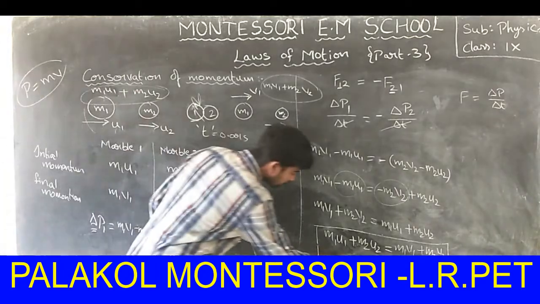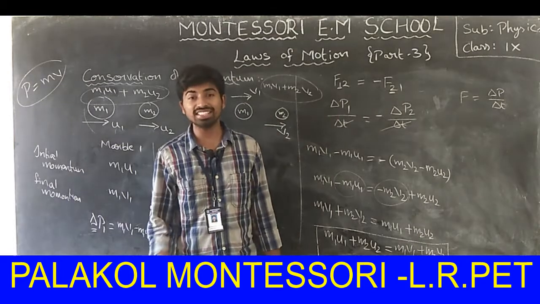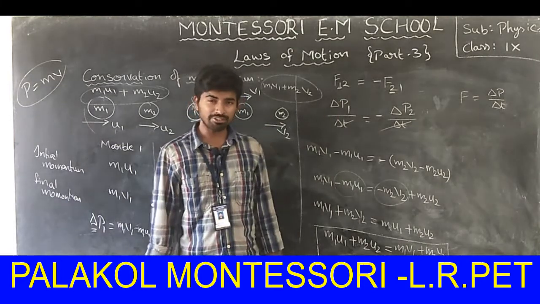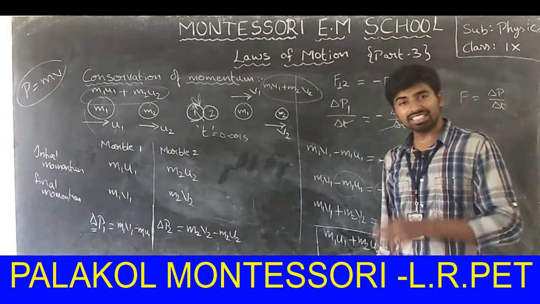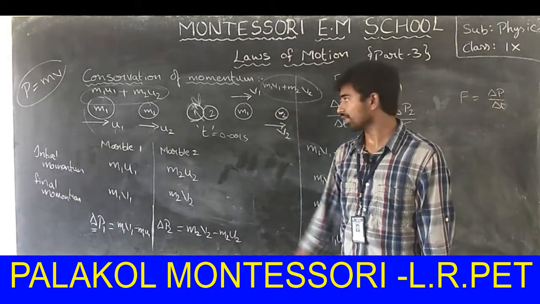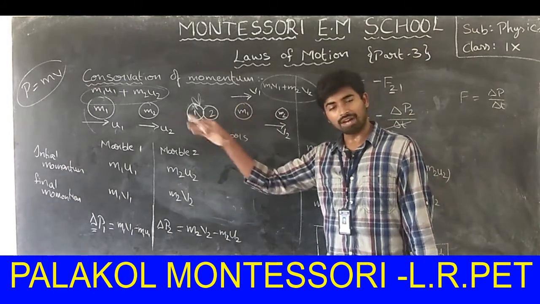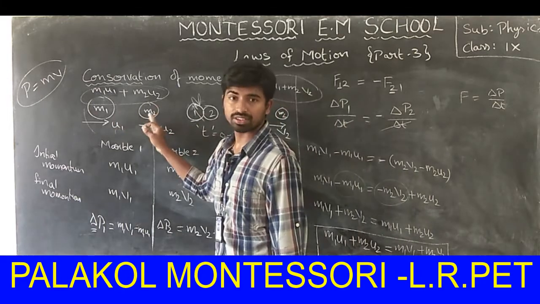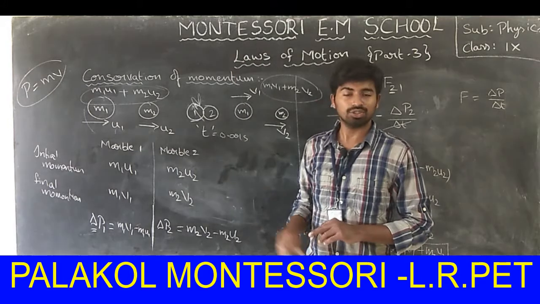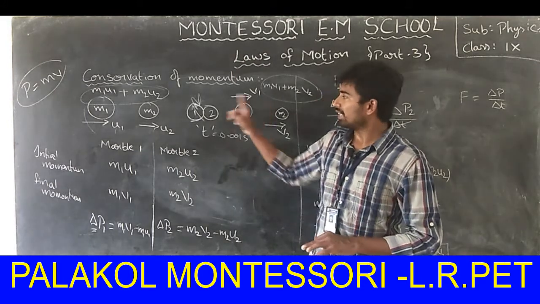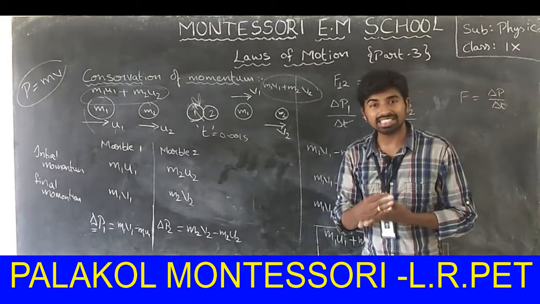Here m1u1 plus m2u2 is equal to m1v1 plus m2v2. So this is the result obtained. Whenever Newton's third law is valid and the external forces acting on the object are zero, the forces act only internally. Our system consists of two objects. The forces act between the objects, but no other external forces are there. So the initial momentum of the system is equal to the final momentum. Momentum is conserved.